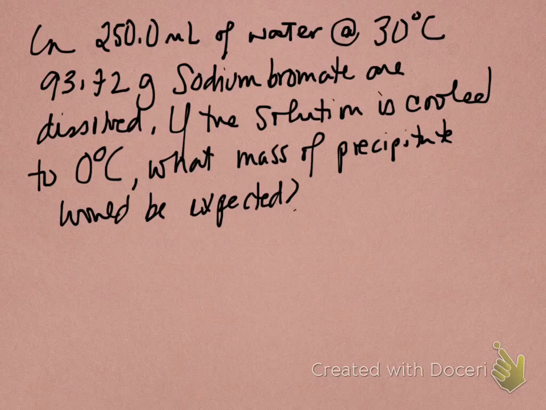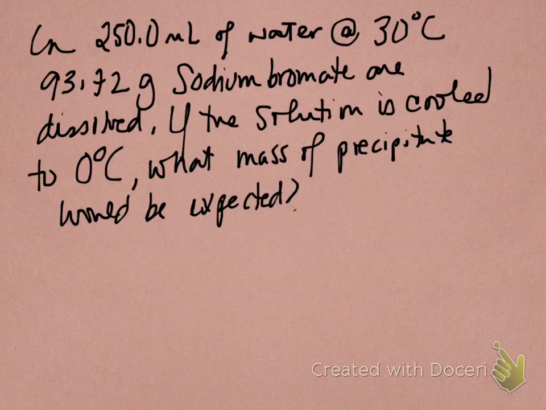So one idea on the table here is we start off with a factor label, and we go from the 250 milliliters of water to the number of grams of sodium bromate that can be dissolved in it at 30 degrees Celsius. That's one idea. I think it's fantastic. I just have one problem with it. Well, let's try it. Let's see if we can figure out what the problem is.